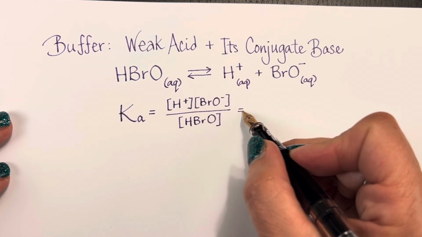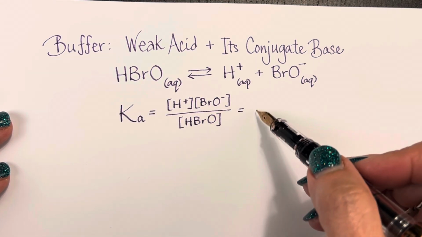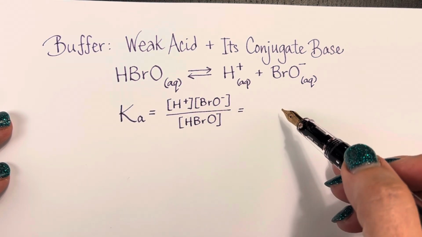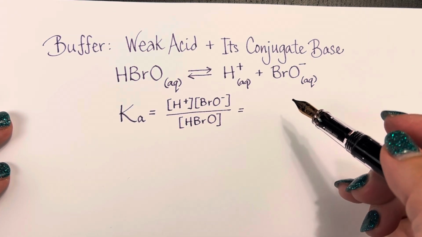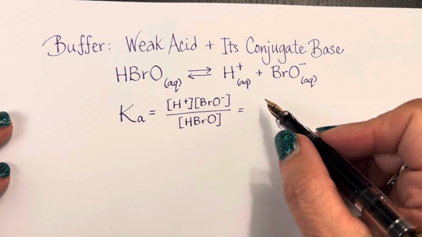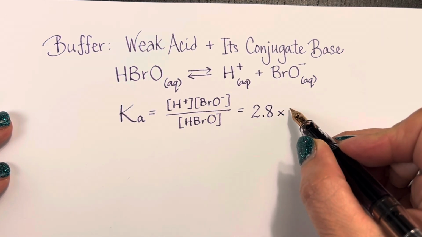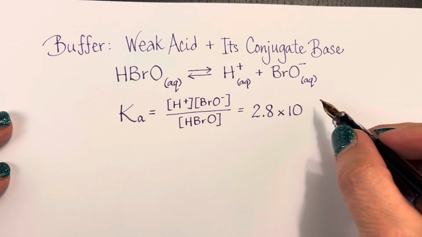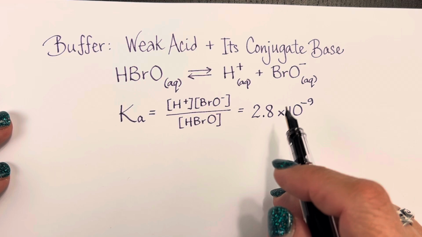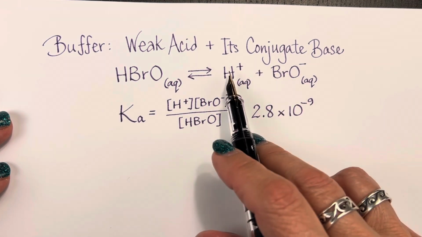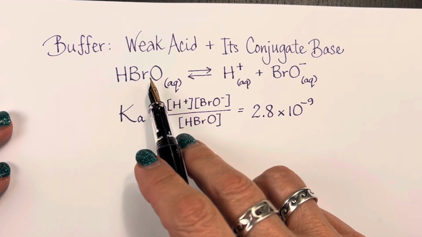Alright, so I've told you this is a weak acid, so we can expect this value to be quite small, to be less than 1 for sure, and absolutely it is. This Ka value is known to be 2.8 times 10 to the minus 9th. Pretty small. We are not seeing a lot of hydrogen ions generated by the acid by itself.